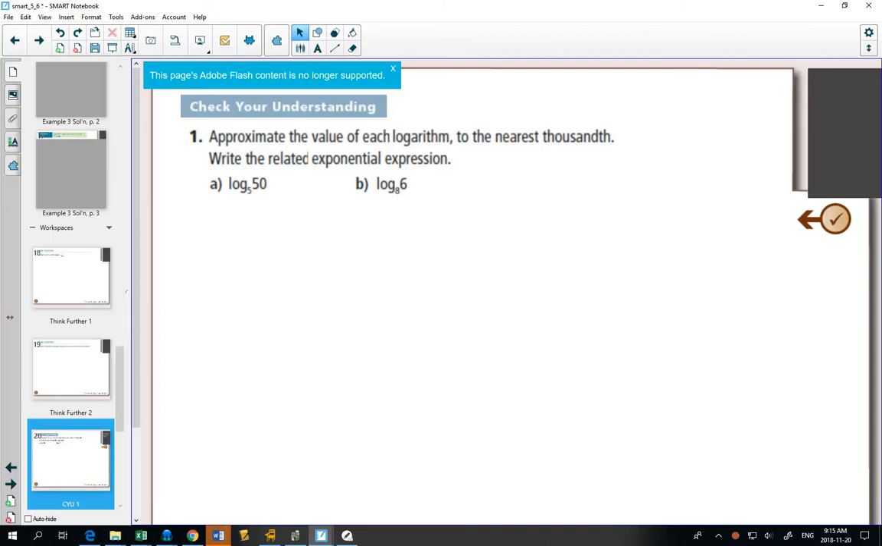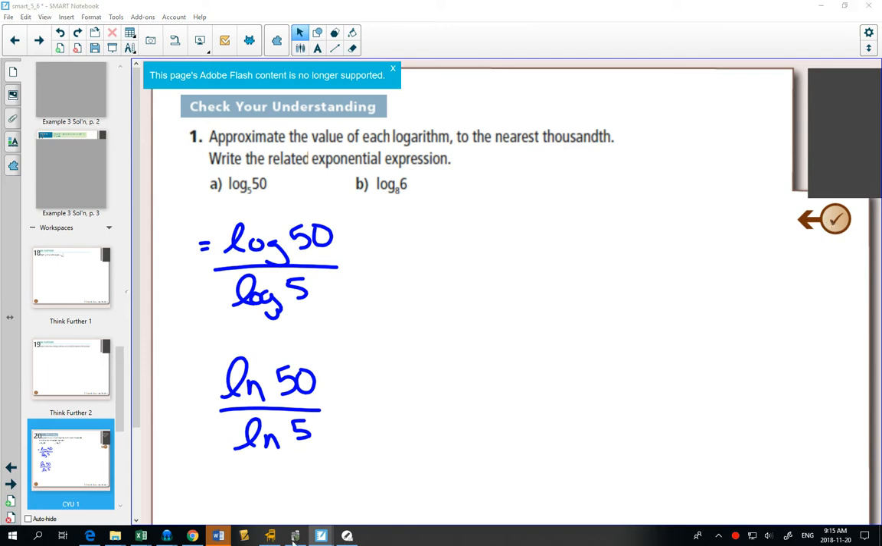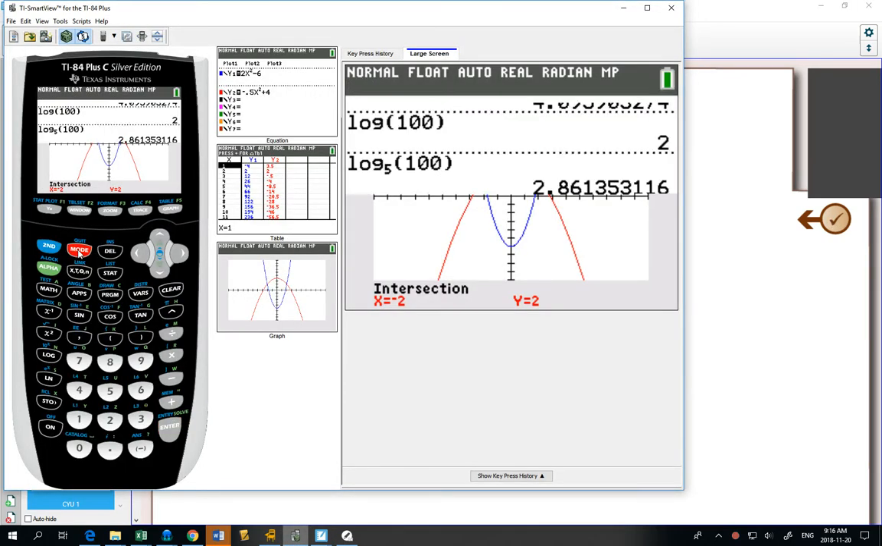So in these ones it says approximate each logarithm to the nearest thousandth. Well, you'd have to use your calculator for this. And so sometimes if you forget where the change of base is, or where to type in the little 5 for log 5 of 50, you might want to write this one as log 50 over log 5 and type that into your calculator. Or you might want to type in natural log of 50 over natural log of 5. So we're going to quickly look at that on our calculator just to see that those are all the same.